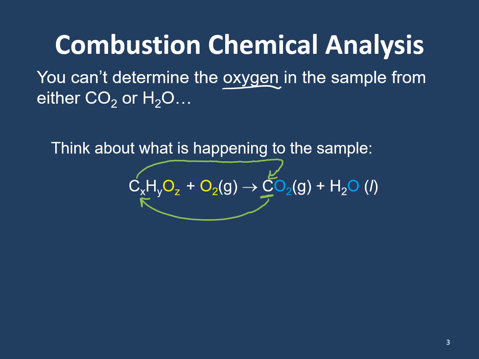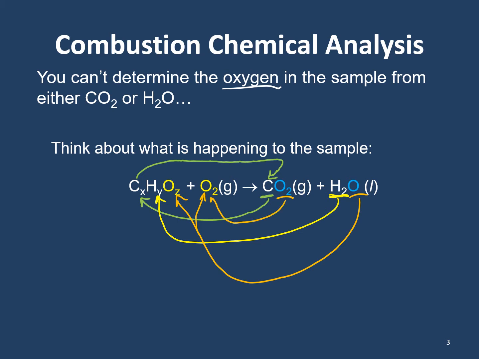The same thing is true of the hydrogen in water. It can only have one location that it could have come from, and that's the unknown compound. But with oxygen, we have a slight issue. The oxygen in both of these could have come from the unknown, or it could have come from the oxygen we're flowing through the system.